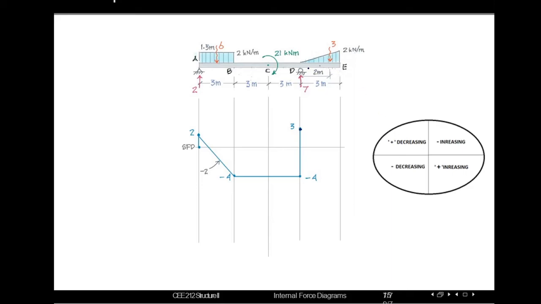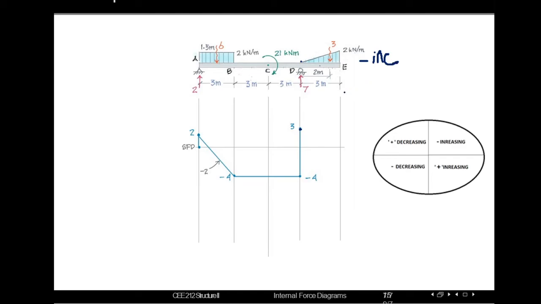As we can see here, the shape is increasing but the load is acting downward. That means as it is acting downward, it will be negative. While we are moving from D to E point, the shape is increasing, but the load is acting downward, so we have taken negative. The shape is increasing, so it will be negative increasing.